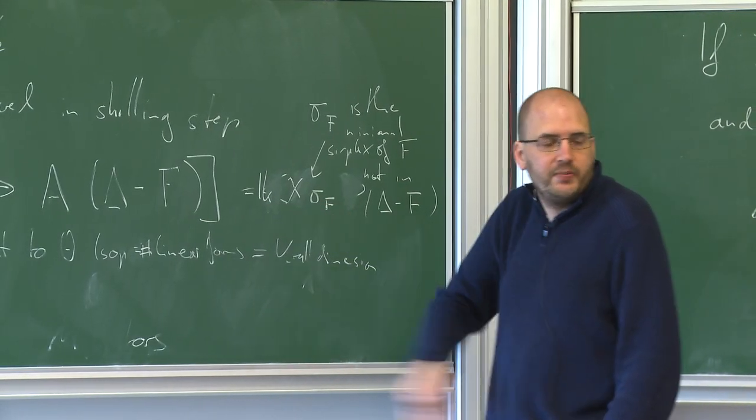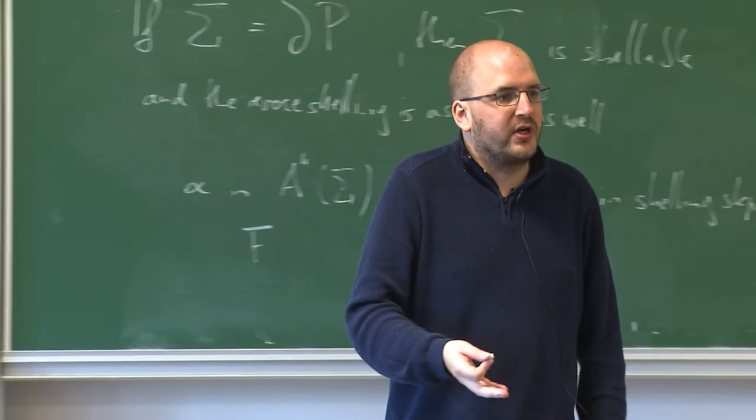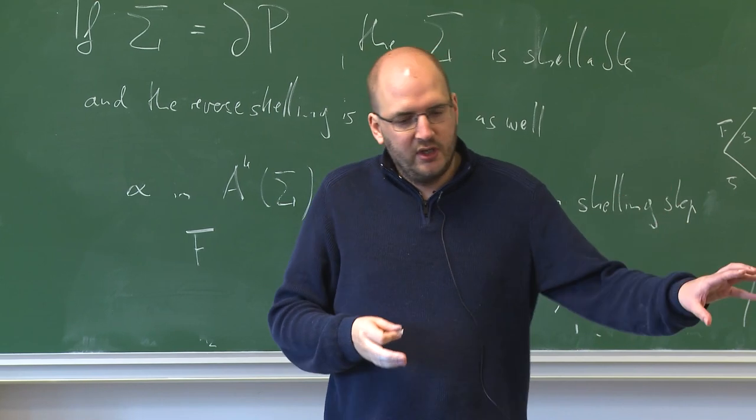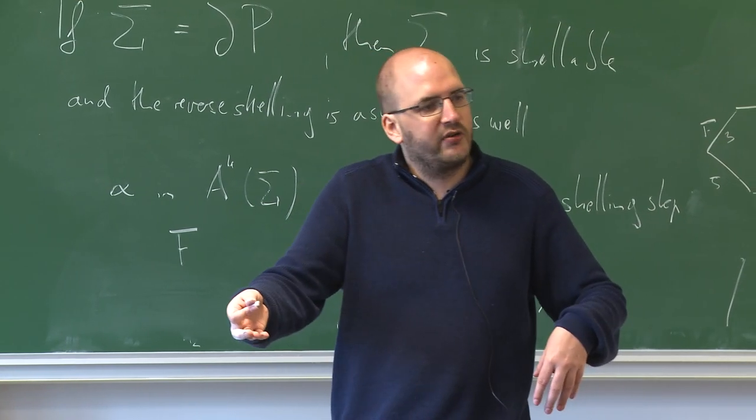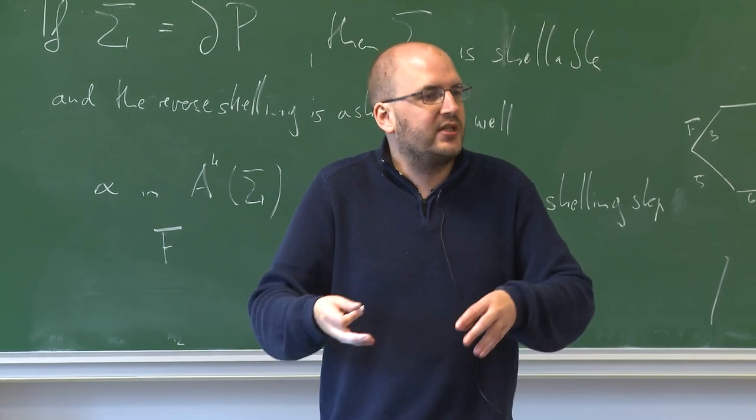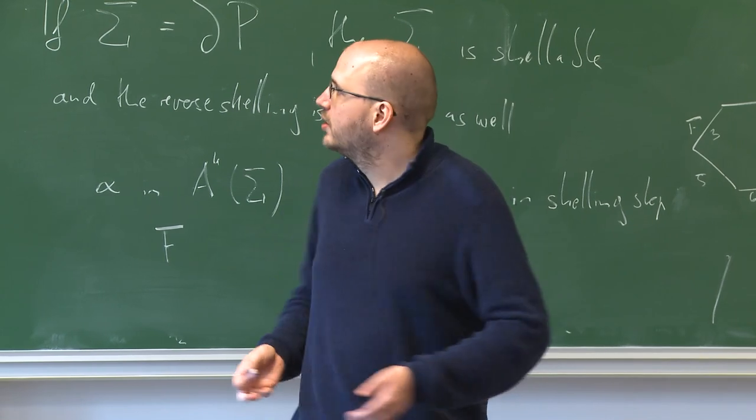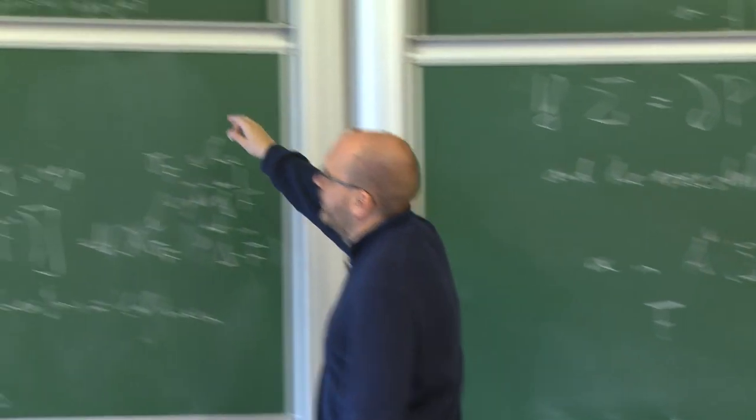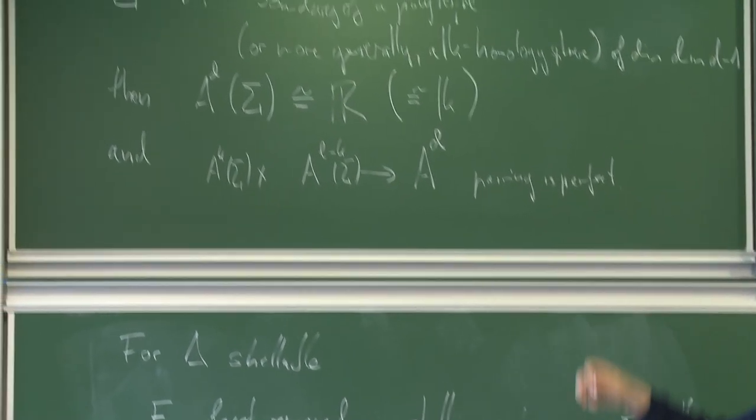And at some point you have your favorite element. You want to prove Poincaré duality. For the given element alpha in degree k, you want an element beta in degree d minus k such that alpha times beta in degree d is non-trivial. That's the pairing being perfect. That's what I want to prove.